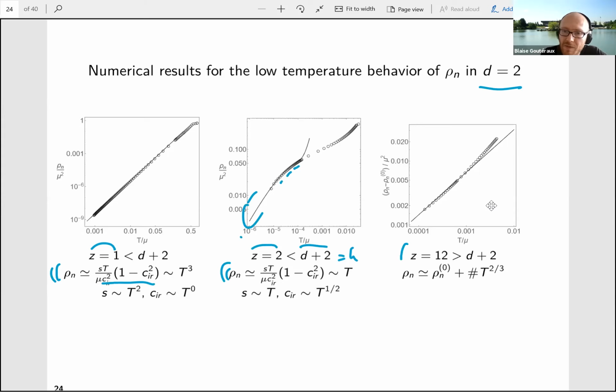And then we have a case where z is equal to 12, which is greater than d plus 2. And there you see that we show rho n minus rho n 0, so we've subtracted off this constant. This was to exemplify that we can also compute analytically the leading temperature dependence, which in this particular case goes like T to the 2/3. And so you can see that things match very well as well.